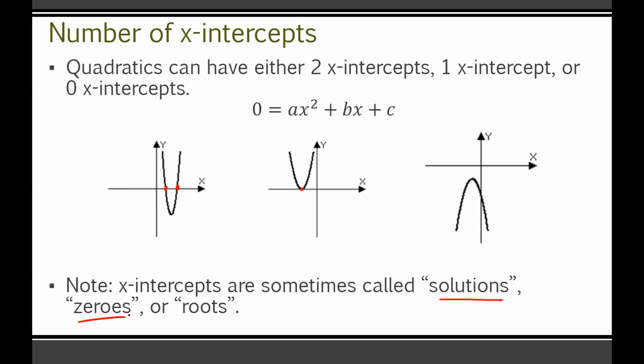Zeros, this is a favorite of your graphing calculator. Your graphing calculator calls them a zero. And then sometimes even roots. Roots, not really used as much, but they do come around. So if you ever see, oh, find the roots of this quadratic, it doesn't mean the square root. It means the solution, or in other words, the x-intercept.